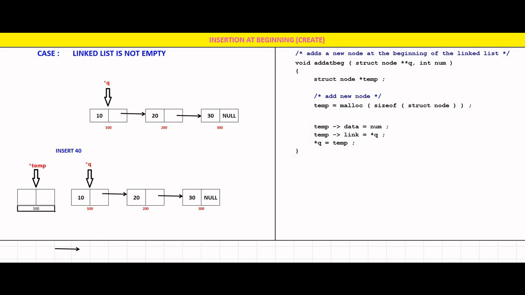It is 500. So at the next line, temp of data is equal to num. So what we have passed in num is 40. So we put 40 in the data part of temp. So this is the temp, this is the data part, and this is the link part. So we put 40 over here.